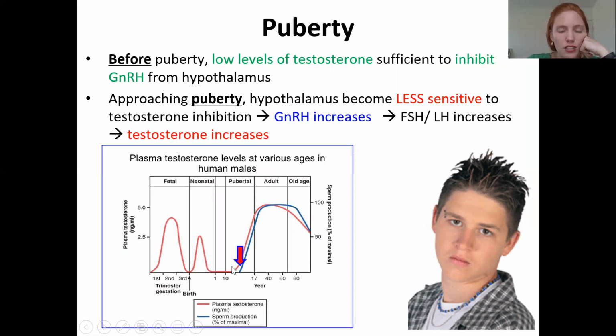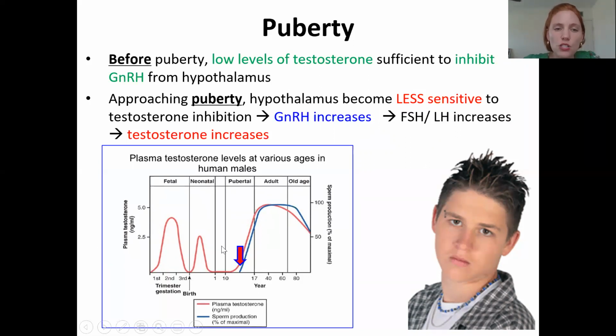So one thing I'd like you to notice is, except for when they're fetus and really newborn, most of the childhood, so before puberty, you're going to have very, very low levels of testosterone. And the reason for that is because the hypothalamus is very sensitive to testosterone during those years. And so even those very low levels of testosterone are going to result in a low level of gonadotropin-releasing hormone, and then the low level of FSH and LH. Okay, so that helps keep the testosterone levels really low.